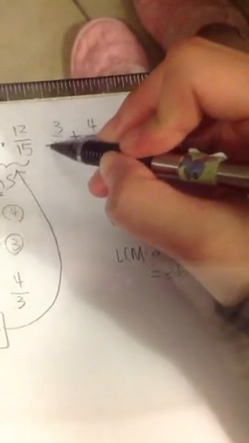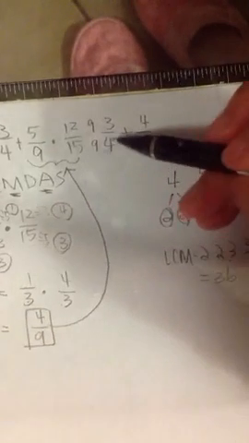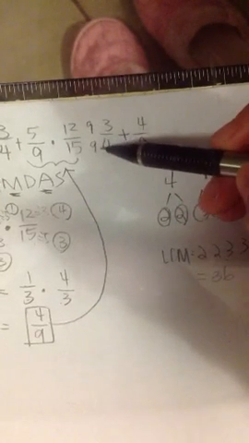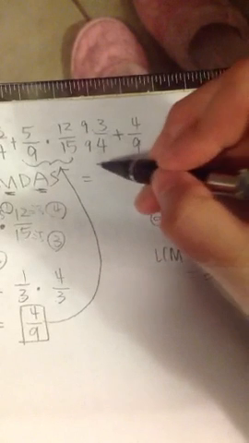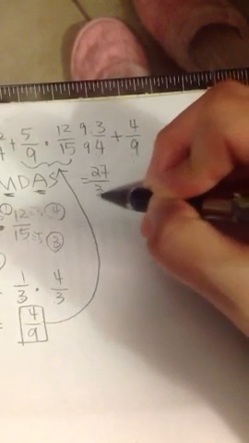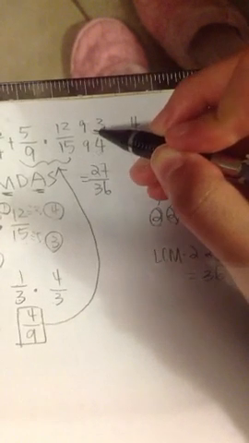So again, 4 times 9 equals 36. I need to multiply 3 over 4 top and bottom by 9, because whatever I do on the bottom, I have to do exactly the same on the top. So 9 times 3 is 27. 9 times 4 is 36. So now I have my denominator equal to 36 for the first fraction.